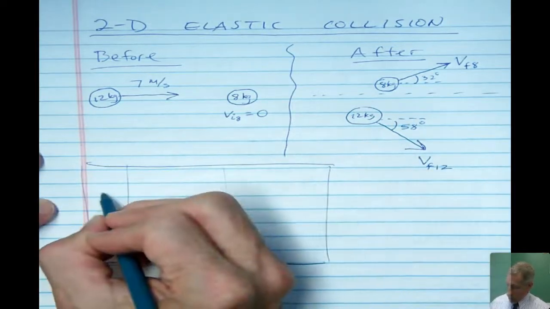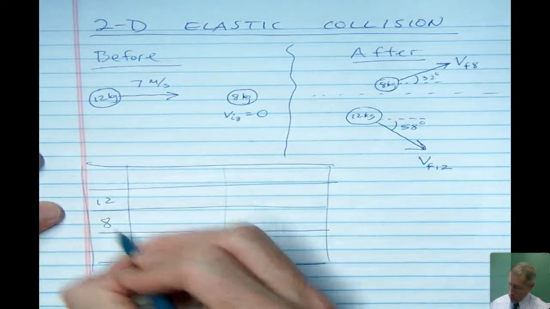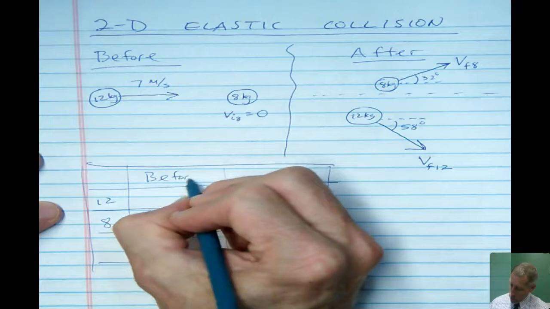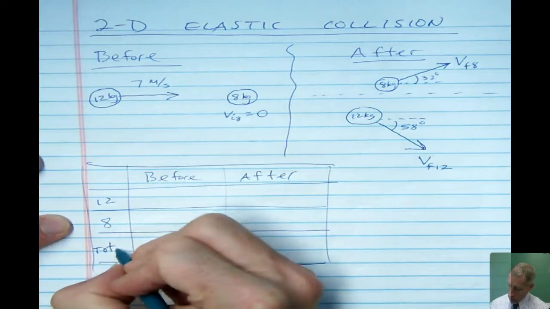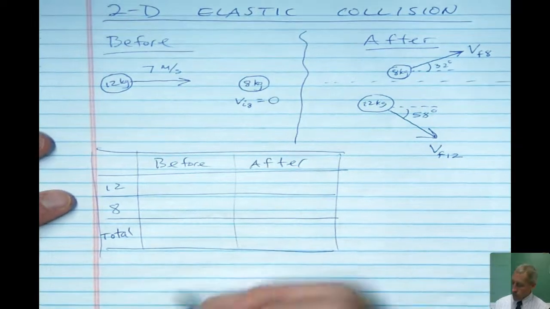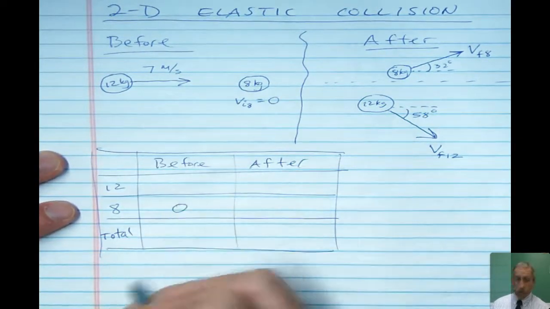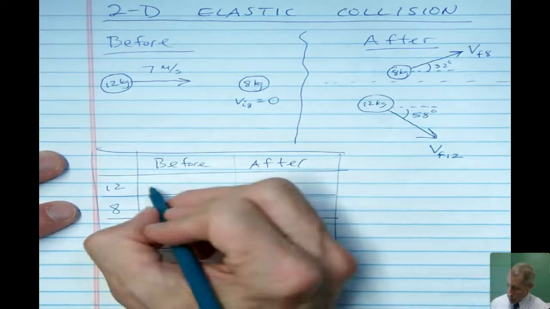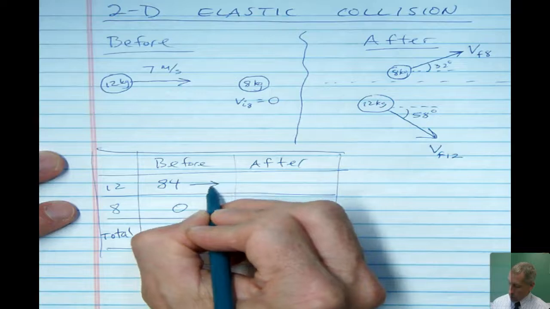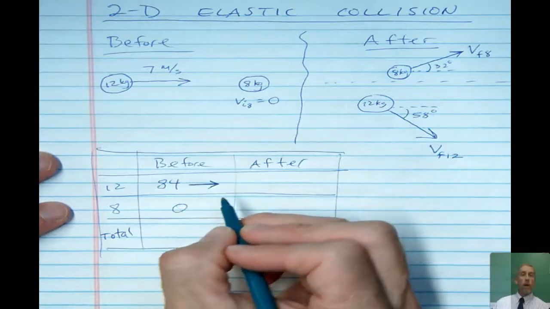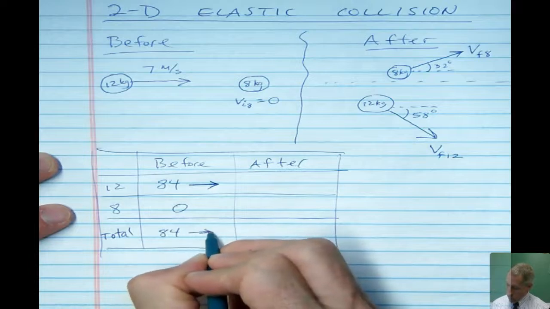I'm going to make it a little quick here. So I'll have one line for my 12, one line for my 8, and for each one I'm going to account for its momentum both before and after, and then I'm going to have a total here. So the 12-kilogram object is the only one with any momentum before, so I can put a 0 in for the 8, and this one has 84 units of momentum, but I'm going to show this with an arrow. That's a vector arrow showing rightward momentum. So my total is 84 rightward.